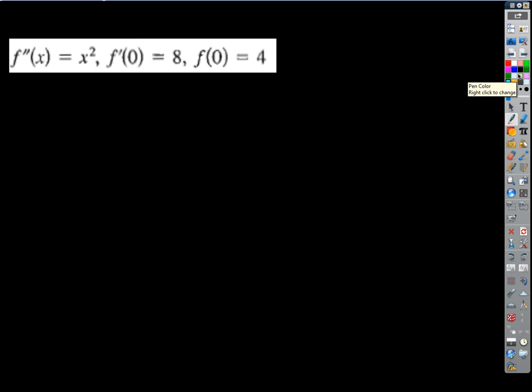So what would I do to find the first derivative? Okay, I'm going to anti-differentiate, right? The antiderivative of the second derivative is the first derivative, right? So we would know that f prime of x is going to equal the integral, or the antiderivative, whatever you want to call it, of this.